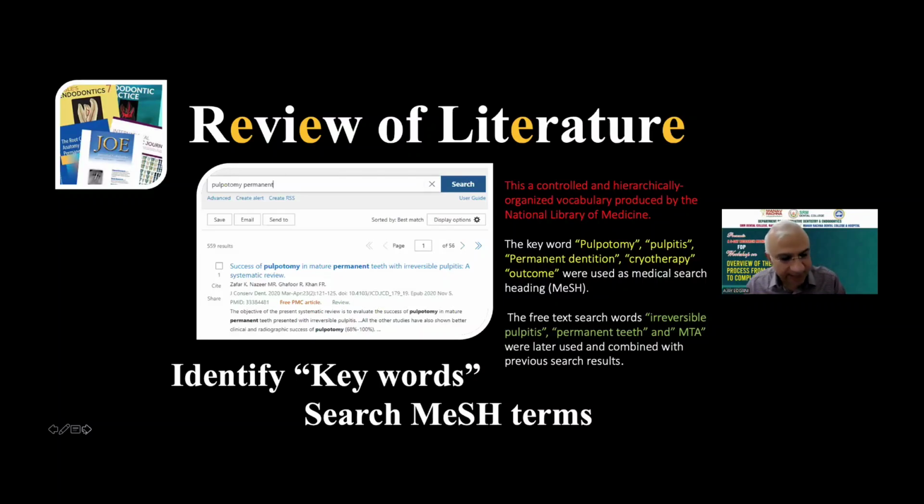So if you're really looking at searching in PubMed, you need to have the MeSH terms. For pulpotomy, the MeSH terms would be pulpitis, permanent dentition, cryotherapy, outcome. These are the MeSH terms I would search on PubMed, so that I can get the relevant and the best articles. Once you've searched with your MeSH terms, you can use free text terms which are not MeSH terms, such as irreversible pulpitis or MTA, so that you can broaden the horizon of your search. Again, we cannot go into details, but the only message here is that once you have your research question and want to do your review of literature, you need to use MeSH terms, and then add your free text terms, so that you get a broader search and find the articles you require.